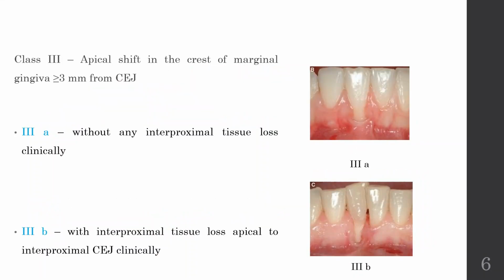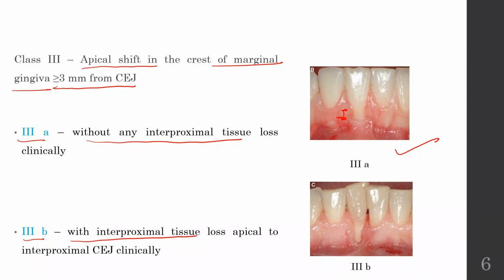Next we come on to the class 3. Here class 3 means apical shift in the crest of marginal gingiva more than 3 mm from the CEJ. Okay, so the distance between the CEJ to the gingival margin is more than 3 mm. It has been further classified on the basis of interproximal tissue loss as usual, that is 3A and 3B. In 3A, without any interproximal tissue loss as you can see in this figure, and in 3B with interproximal tissue loss, but now this time this tissue loss is not coronal, it should be apical to the interproximal CEJ clinically, as you can see in this figure.